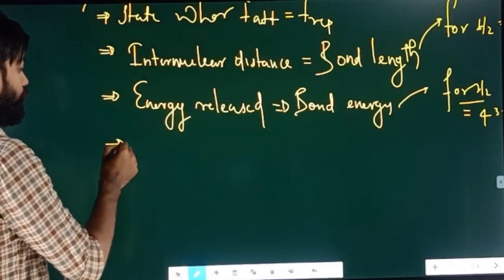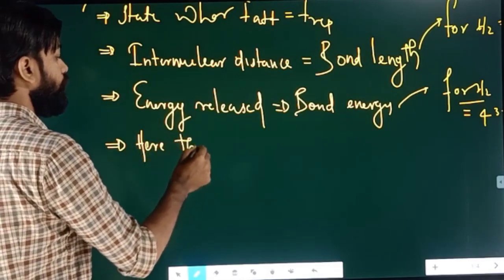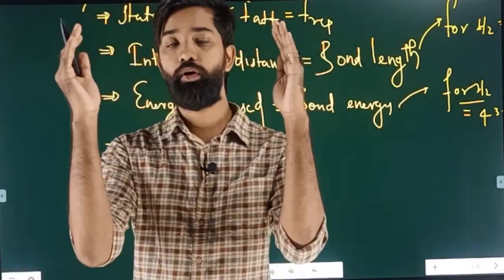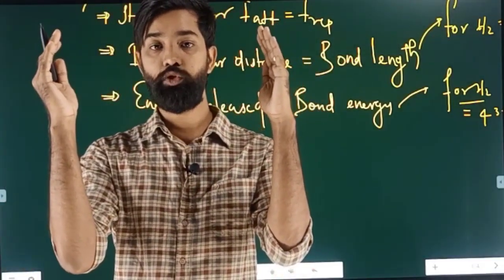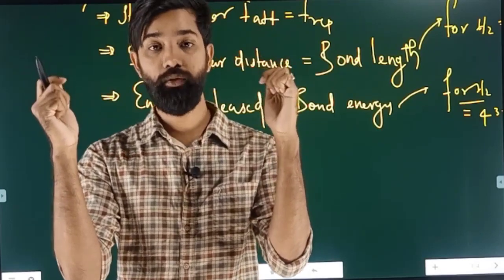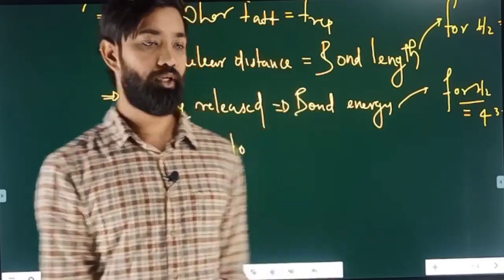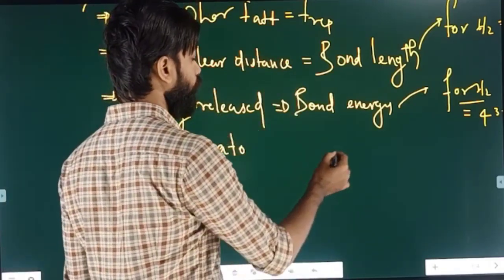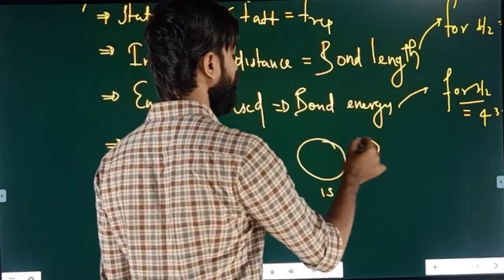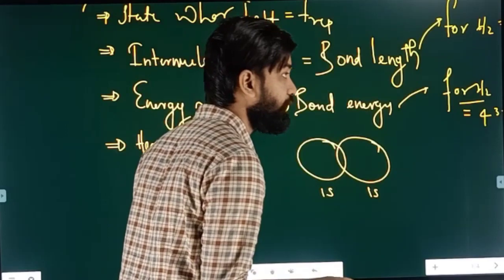And one more point, listen, that is a very important point. In the bonded state, how the bond is formed: when your hydrogens are at a particular distance, the distance where F attractive equals F repulsive, which means when they are at 74 picometer distance, the atomic orbital, the 1s orbital of hydrogen, will overlap with the 1s orbital of another hydrogen.